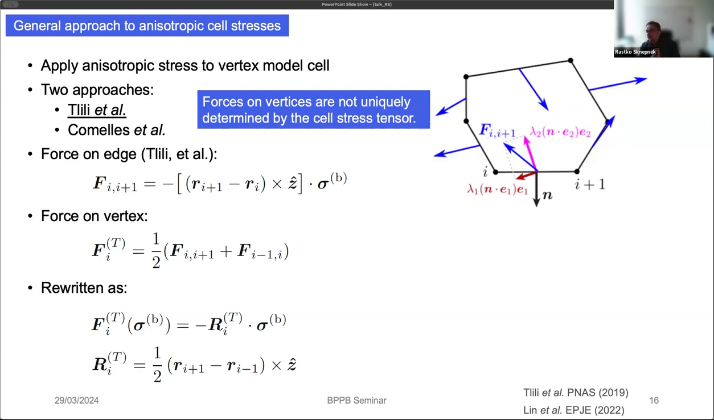The problem is underdetermined, so there are multiple ways you can construct the forces from a given stress. So here we are going to use the Tlili model, which assumes that the forces are calculated based on the textbook definition of the stresses, where you get forces on the edges of a region as the stress times the normal vector, and then the force on the vertex is just the average of the forces of the two edges, right?